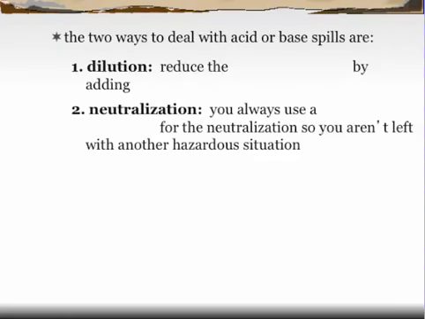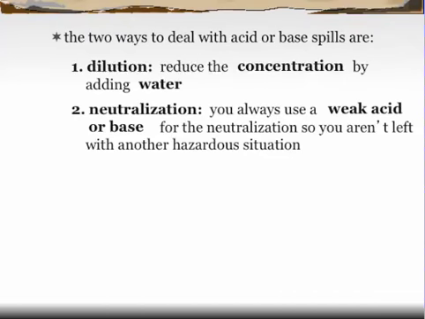There are two ways to deal with acid or base spills, and these are: 1. Dilution, which is to reduce the concentration by adding water, or 2. Neutralization. And you can always use a weak acid or base for the neutralization so that you aren't left with another hazardous situation.